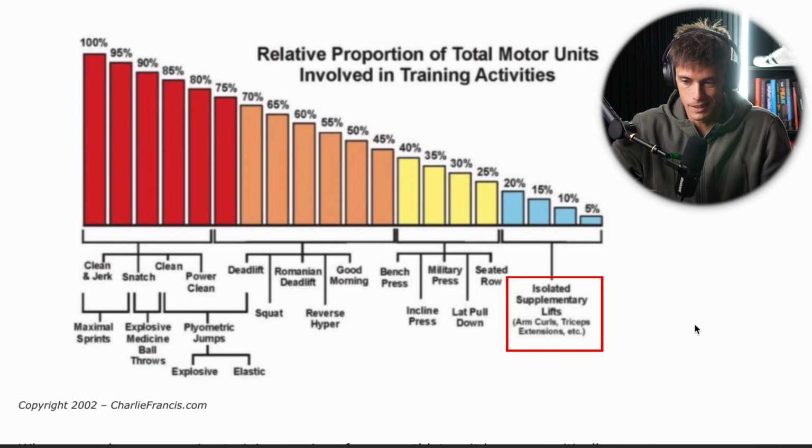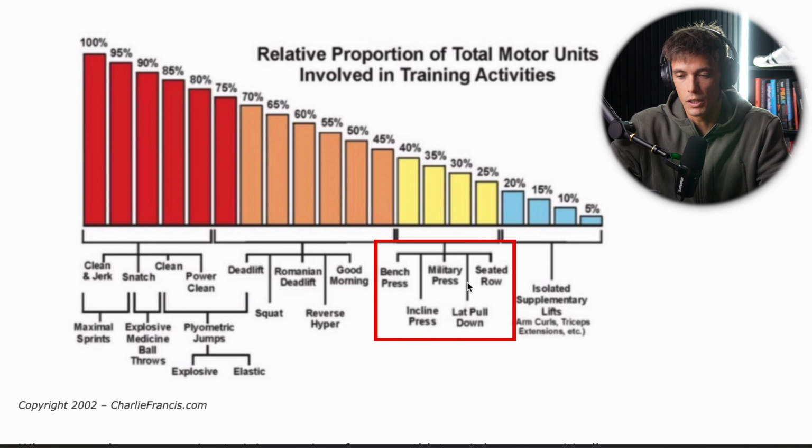Okay. So doing curls and arm work, that's not going to fatigue your central nervous system. So that's in the blue, right? Isolated supplemental exercises, triceps extensions, curls, maybe some light shoulder work that's using low weight. And then looking at the yellow, military press, this is pretty much upper body exercises. It's a little bit more taxing, but not very, right? Bench press, military press, seated rows.